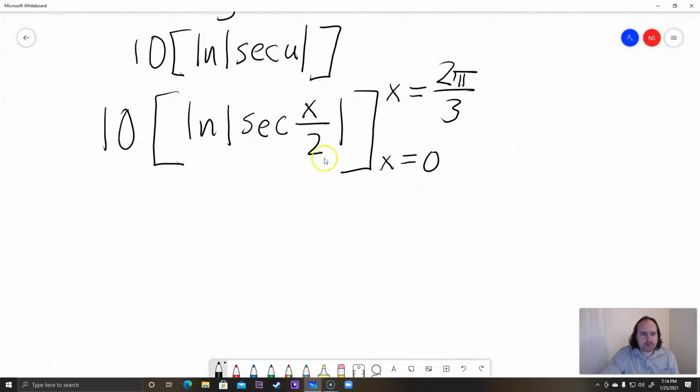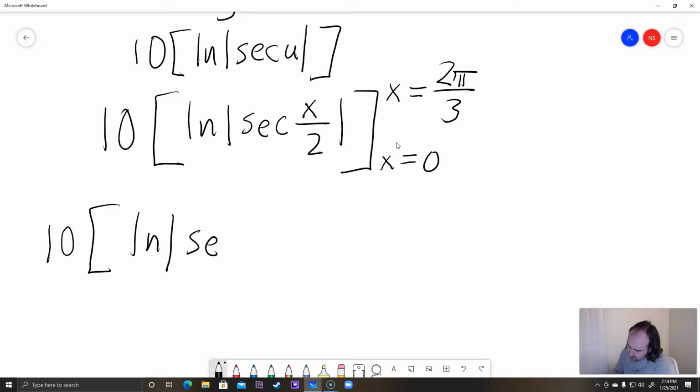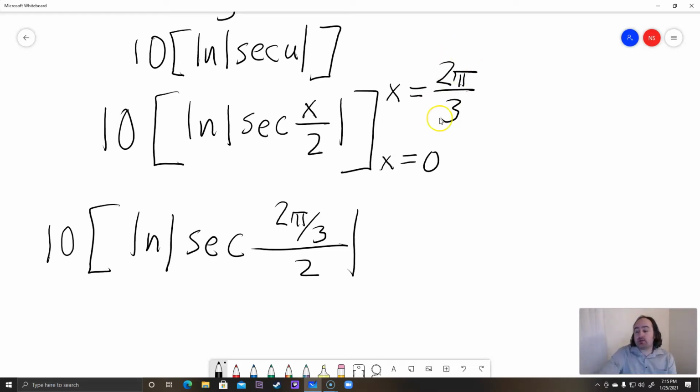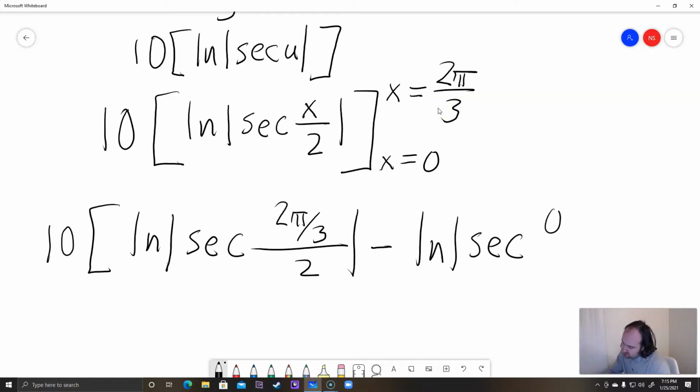We plug in. So plugging in, we've got a 10 out front, and then we have bracket ln of absolute value of secant of x over 2. So that's going to be 2 pi over 3 over 2. So that's plugging in the top number, which is 2 pi over 3. Okay, and then we subtract the whole function evaluated at the bottom number. So it's going to be minus ln of absolute value of secant of 0 over 2. Okay. And then we can cancel some stuff out.